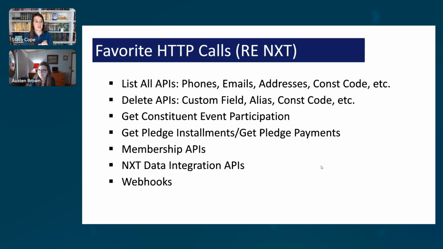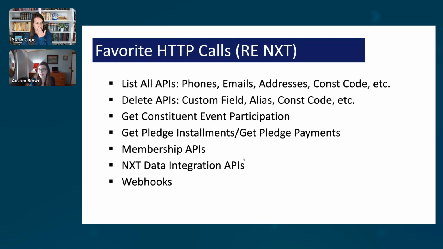But if you have something like a custom field that you're using for something temporarily and you just want to delete them all, or after a certain length of time you want to delete them, or if you have aliases that are not being used, you can delete them. So using the APIs to delete things can save you a bunch of time. Austen, do you want to run through a couple of these?